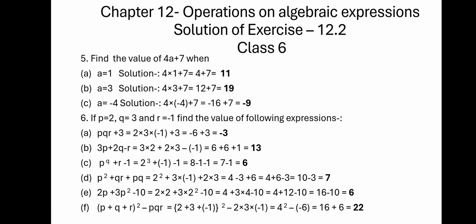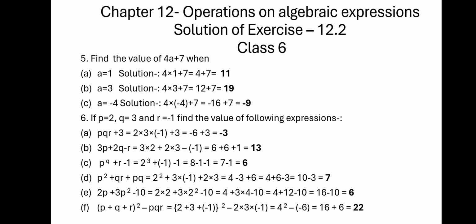Fifth question. Find the value of 4a plus 7. Substitution this question is. There are 3 questions here. A is equal to 1. So for 4a, when you simplify that, 4 multiplied by 1, you have to substitute the value of a. 4 into 1 plus 7, that is 4 plus 7 is 11. Then b. A is equal to 3. So 4 into 3 plus 7, that is 12, plus 7, that is 19.